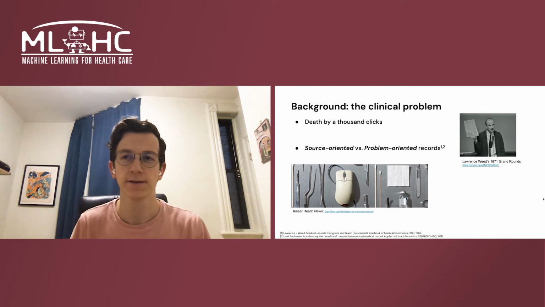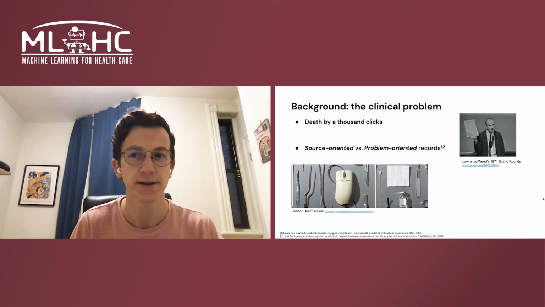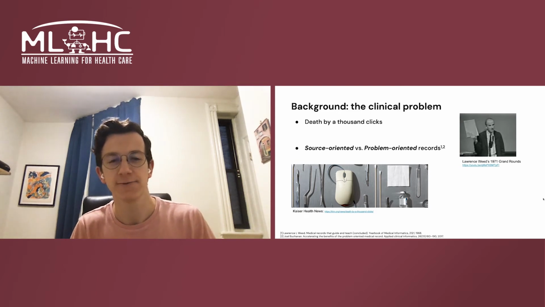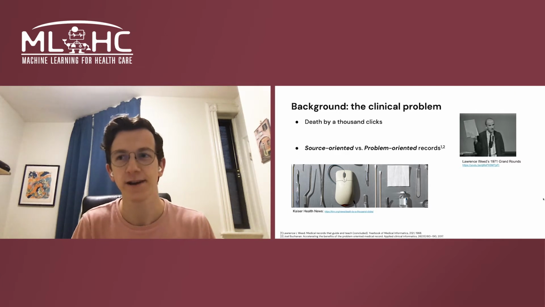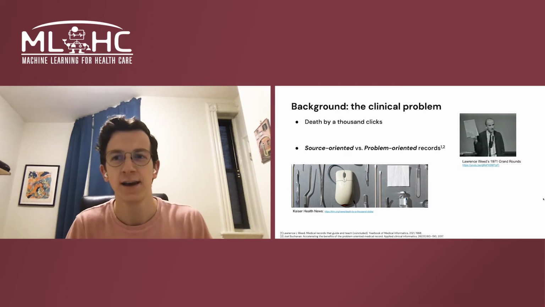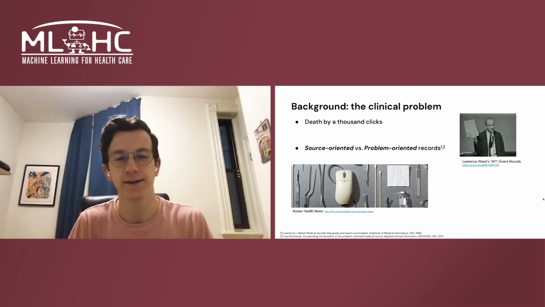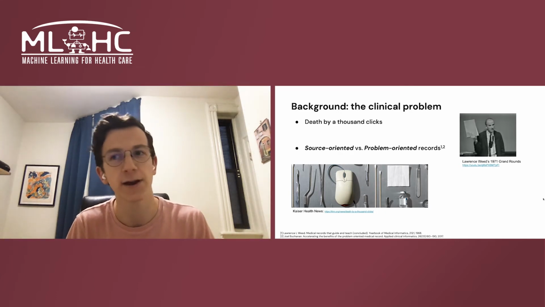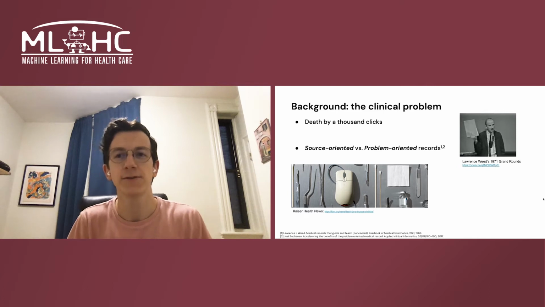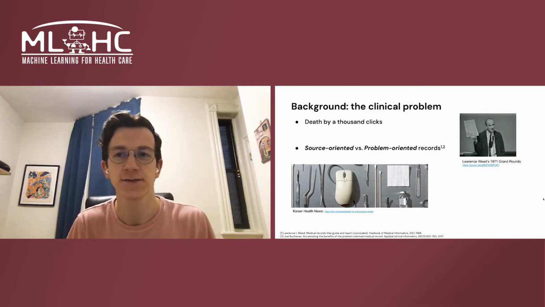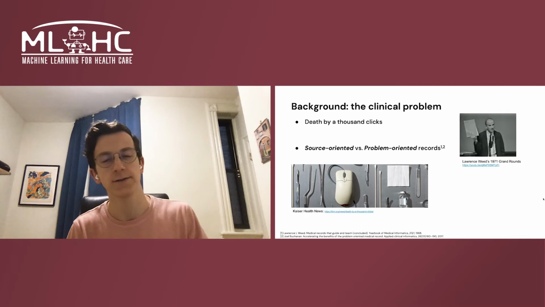There's this problem in healthcare that was once called death by a thousand clicks, wherein a physician often spends more time interacting with their EHR software than with their patients. Part of the problem is that they spend a lot of time clicking around to find patient data relevant to their decision making in source oriented records, when data could instead be oriented around health problems, as first suggested half a century ago by Lawrence Weed.